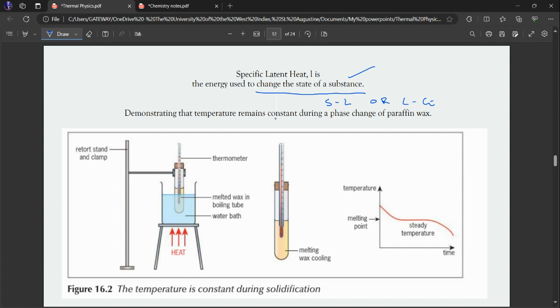Demonstrating that the temperature remains constant during a phase change of paraffin wax. What does constant mean? It means it's not changing. As we can see in this graph here, temperature versus time, notice this is a flat line. This means constant temperature.